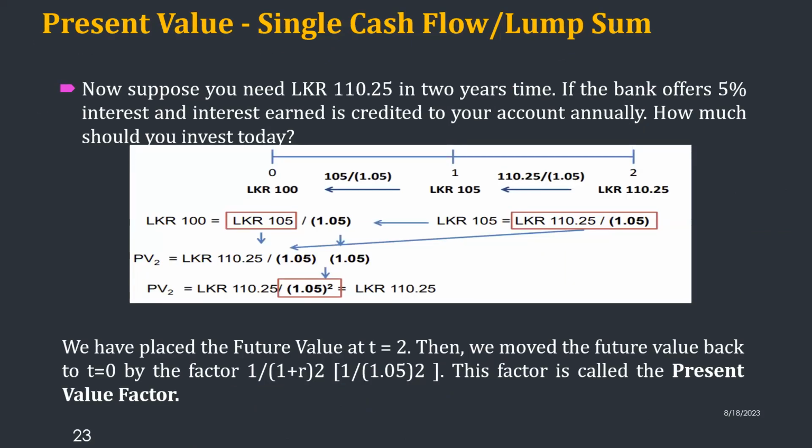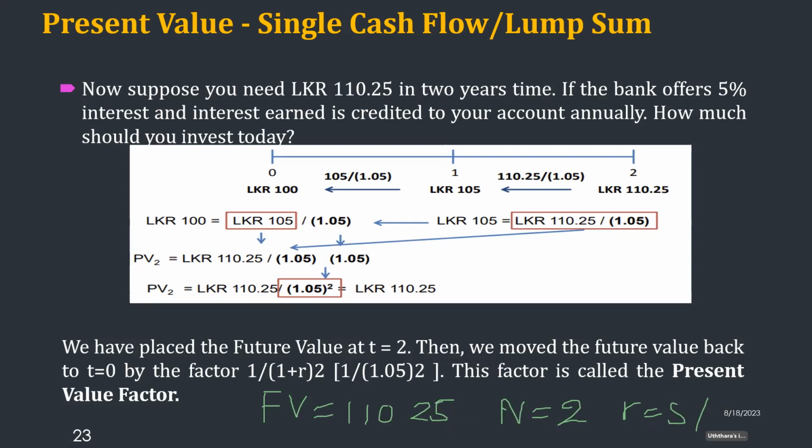And the next one, present value of a single lump sum. Previously we also calculated for 2 years. In this question, suppose you need 110.25 in a 2-year time period. If the bank offers 5% interest and interest on interest earned is credited to your account annually, how much should you invest today? So we have a future value of 110.25, the number of years is 2, and the interest rate is 5%.